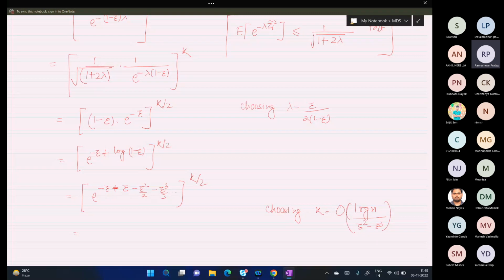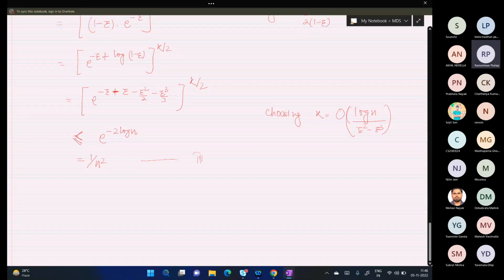I'm just hiding the constant for simplicity. So we get this term is basically e raised to the power minus 2 log n, upper bounded by minus 2 log n, which is 1 by n square. Right.